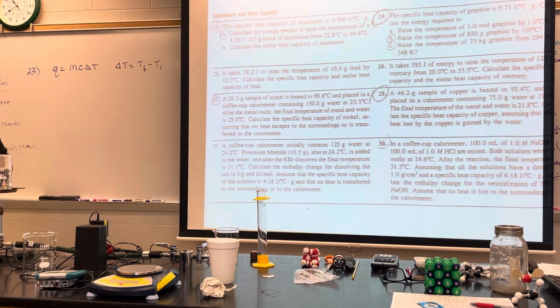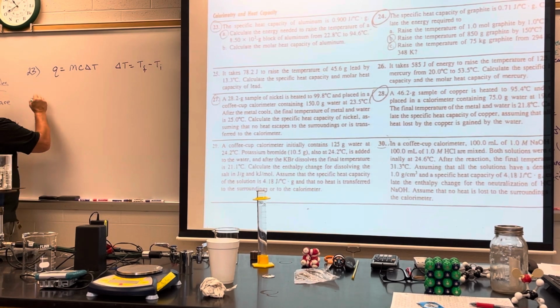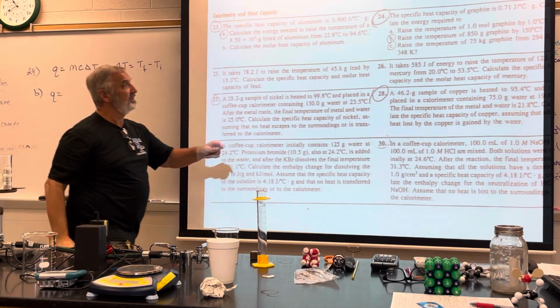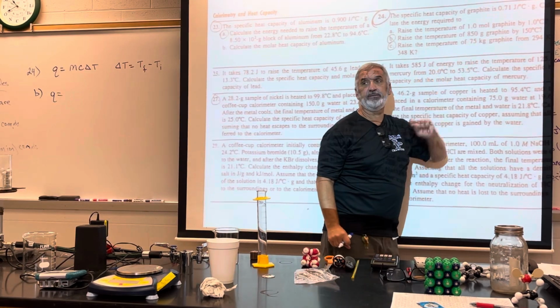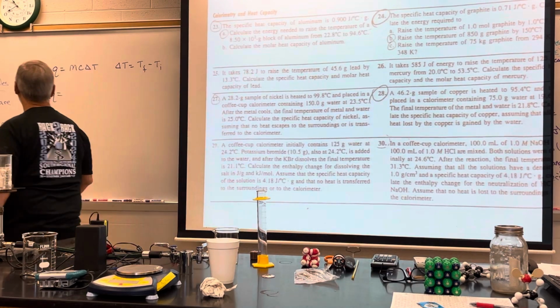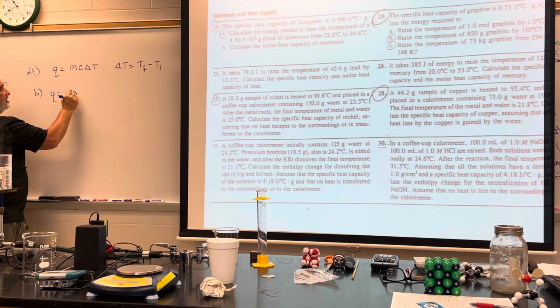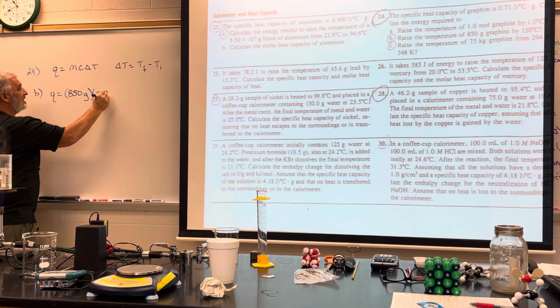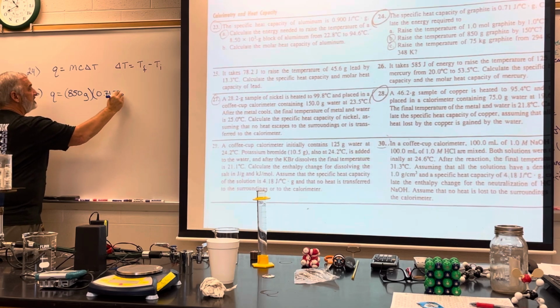So what is the 0.71? Which letter is that going to be? C. Okay? And calculate the energy required. So again, I'm going to be looking for Q. So this is now going to be 24 B. Q is going to equal the mass. Now this time, is the 0 in 850 significant? No, it is not. So I'm just going to say 850 grams with no decimal point. The specific heat is 0.71 joules per gram degrees Celsius.